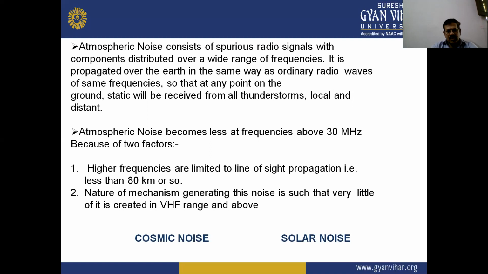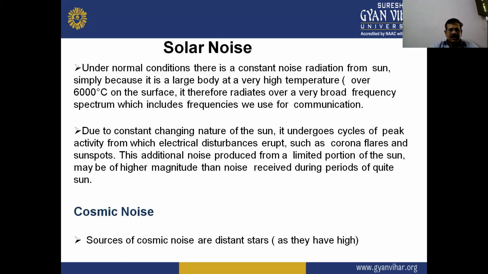Cosmic noise and solar noise are two types of noise. In the solar noise, under normal conditions, there is a constant noise radiation from the sun simply because it is a large body at a very high temperature, over 6,000 degrees centigrade on the surface. It therefore radiates over a very broad frequency spectrum, which includes frequencies we use for communication systems.